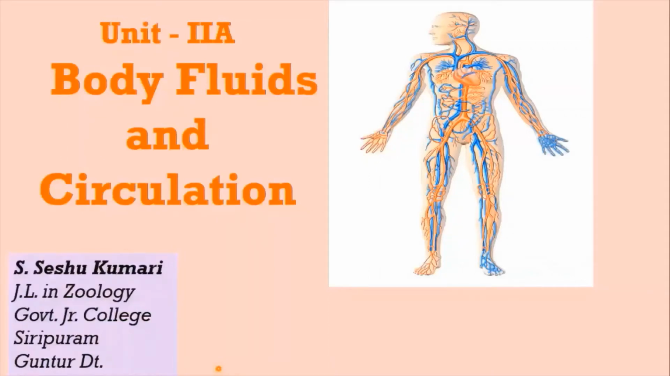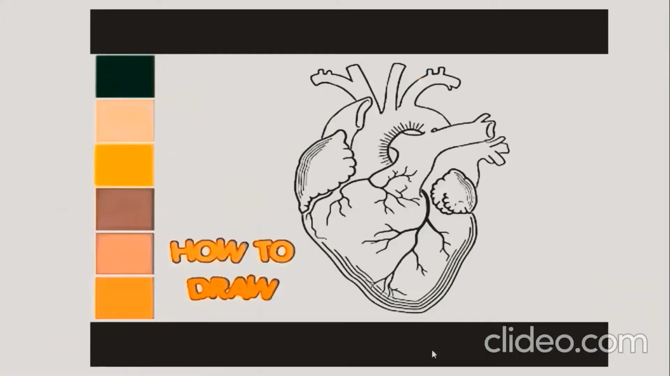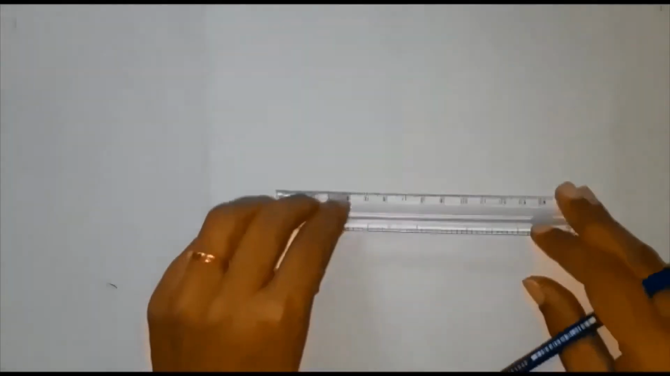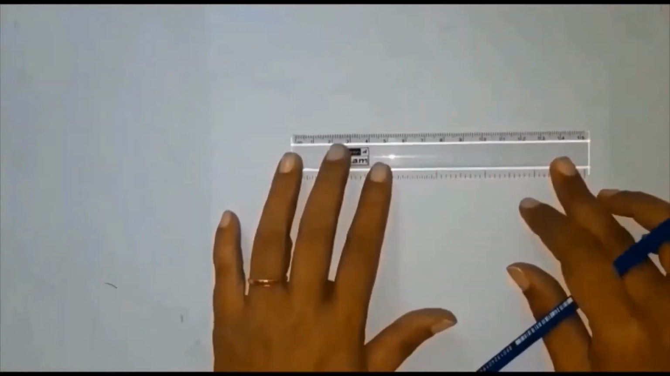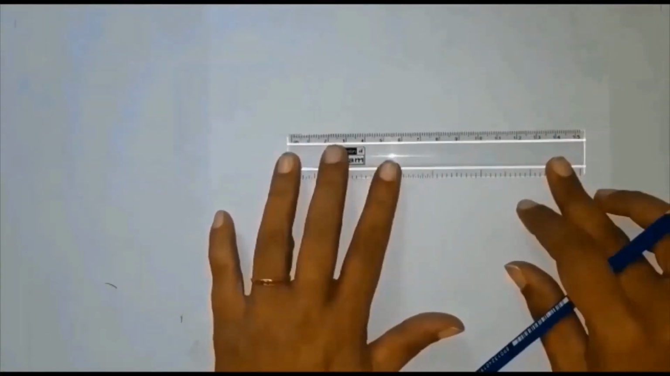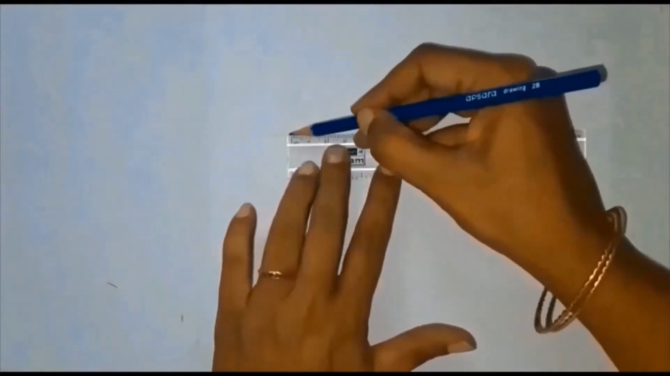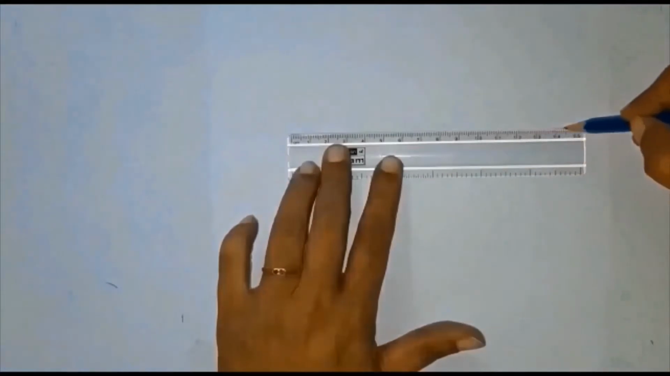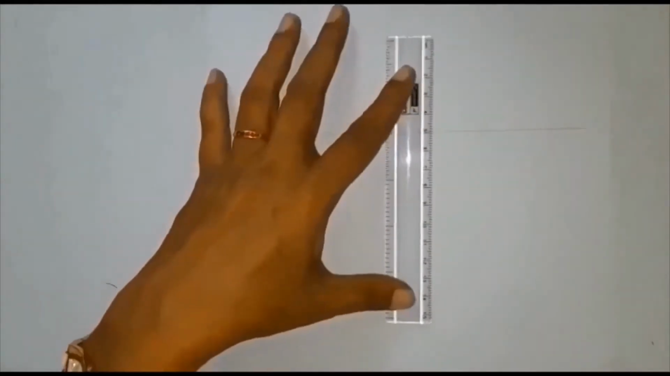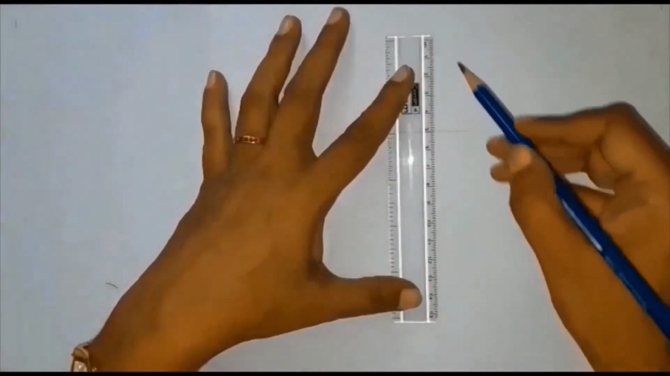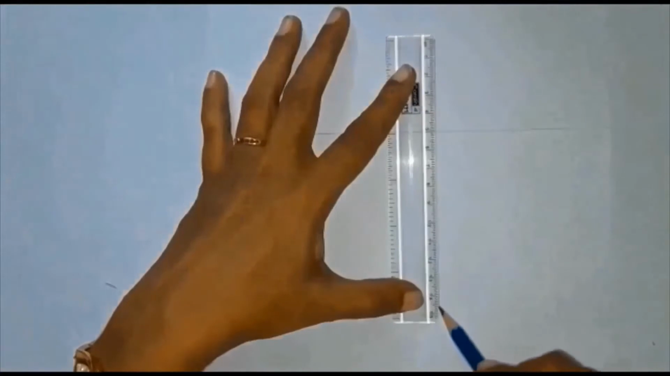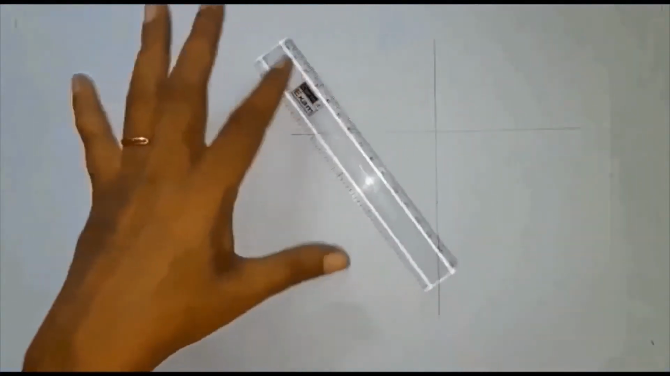Dear students, let's now learn how to draw the diagram of internal structure of heart easily. First, divide the drawing area into 4 parts. This is transverse line. Now draw a longitudinal line perpendicular to the previous line.